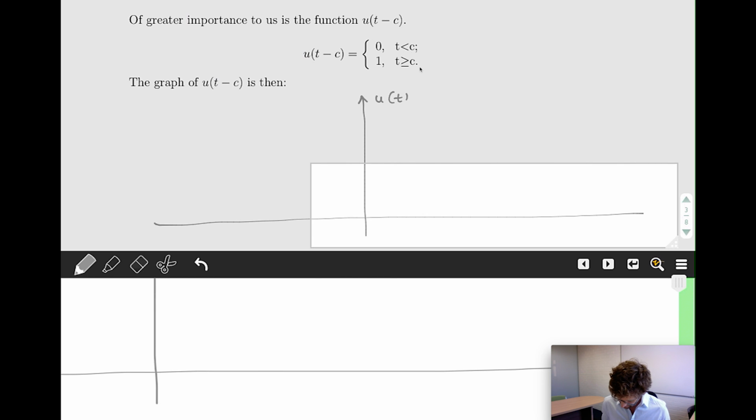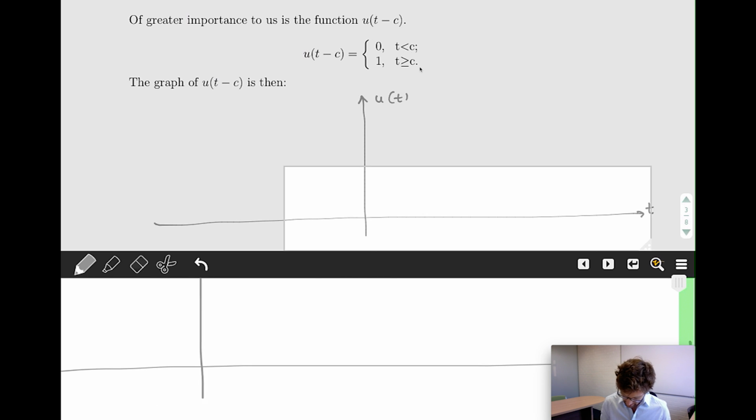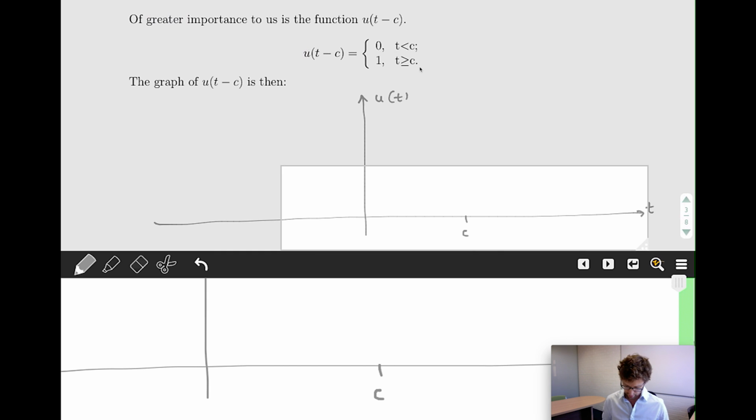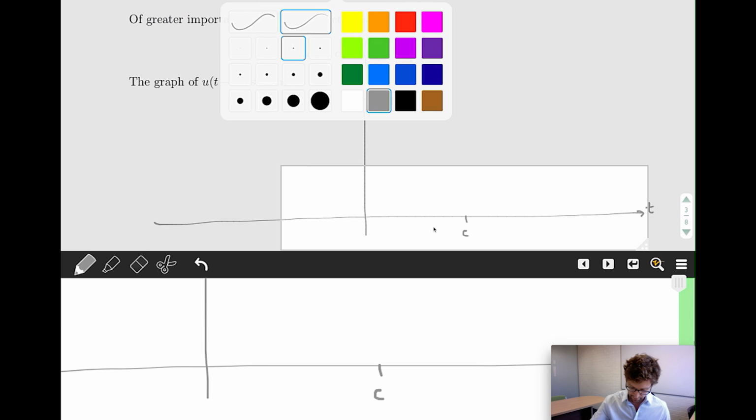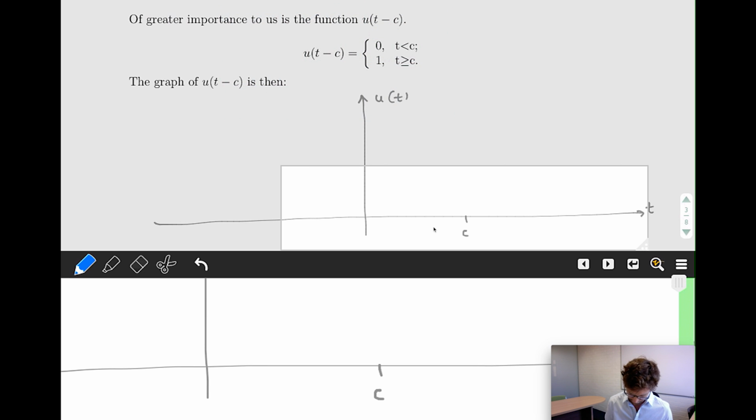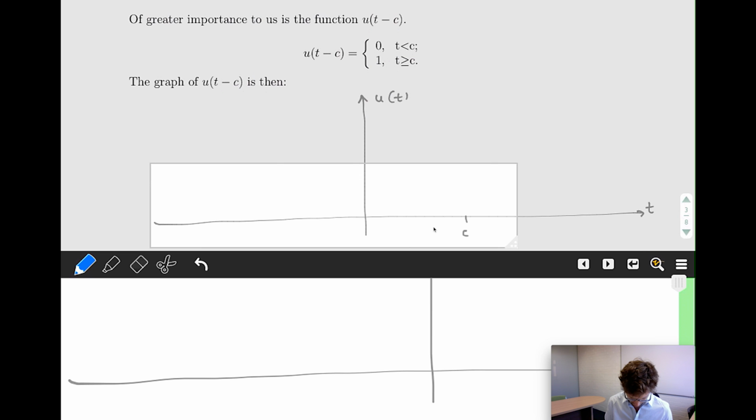So here's our axis t, and here's the point t is equal to c. Notice that it doesn't have to be 0 anymore. And for all values of t smaller than c, that is all values of t to the left-hand side of c, our step function is equal to 0. So we've got a bit more scribbling to do this time.